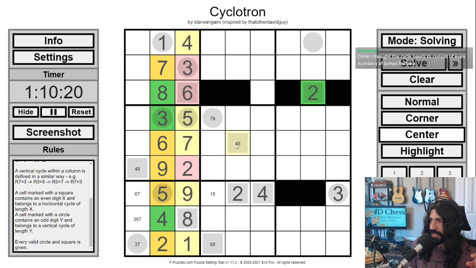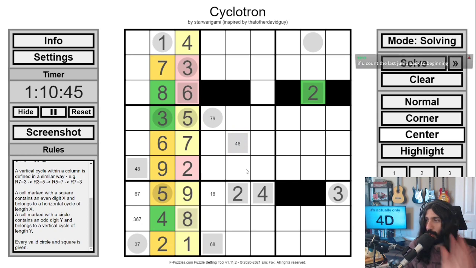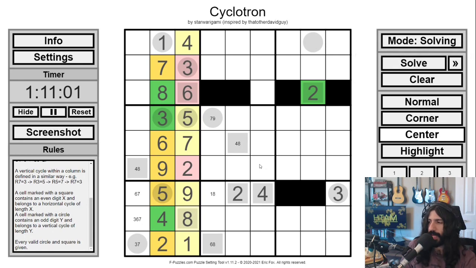So a square means that it has an even number and is a member of a cycle of length the number in the square. So in this case, this cycle does need to have an even number of jumps. All numbers in gray squares have to belong to a cycle that has an even number of jumps. You count the last jump back to the beginning. Just think about it as the number of members or whatever, right? It's the same thing.